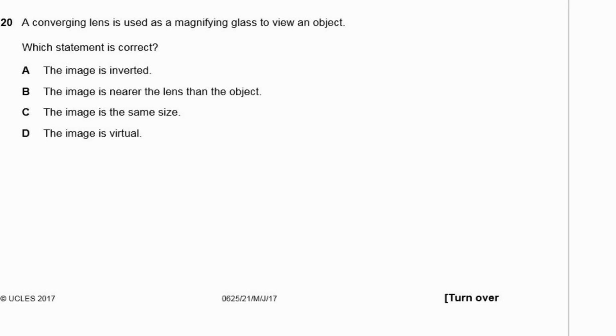B. 20. A converging lens is used as a magnifying glass to view an object. Which statement is correct? The image is inverted, it's nearer the lens than the object, the image is the same size, the image is virtual. Right, when you're using a lens as a magnifying glass, you're creating a huge virtual image. It can't be projected.